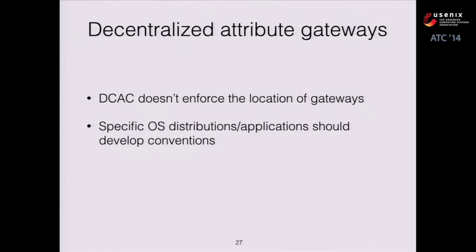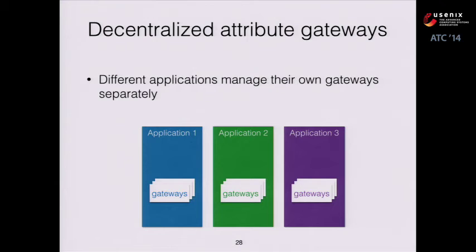And DCAC as a generic kernel level mechanism doesn't enforce the location of gateways. But likely, specific OS distributions or applications may develop their own conventions. As a result, different applications can manage their own gateways separately without interference with each other. And they don't need to synchronize on a global policy file.